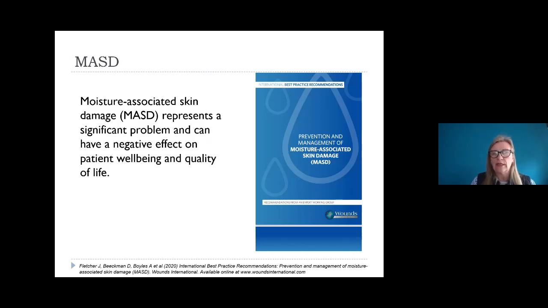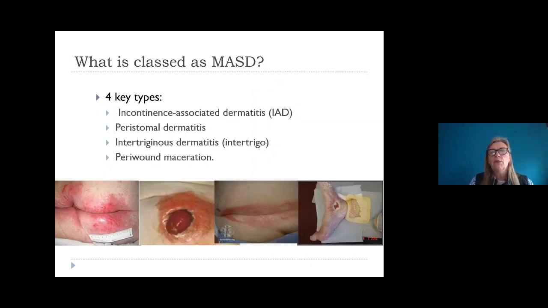something like social isolation. So when we're talking about moisture-associated skin damage, we're broadly speaking about these four key wound etiologies: incontinence-associated dermatitis, or IAD, peristomal dermatitis, intertriginous dermatitis, or intertrigo, and peri-wound maceration.